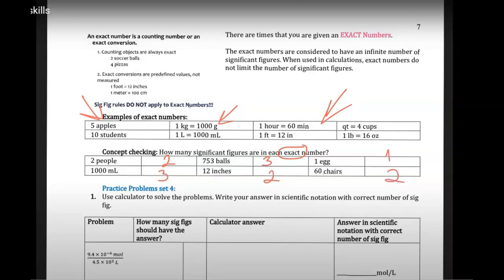So although there's no decimal point here, 60.0 doesn't make any sense for chairs, because you can either have 60 chairs, or you can have 61 or 59, but you can't have 60.5 chairs. So pay attention to this. If you are mixing measurements with exact numbers, you only look at the significant figures for measurements.